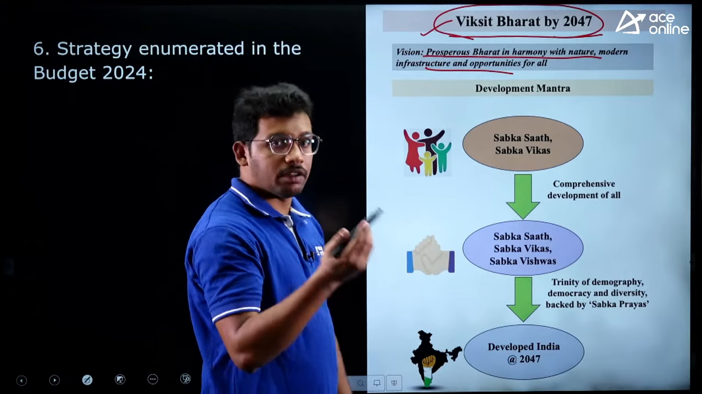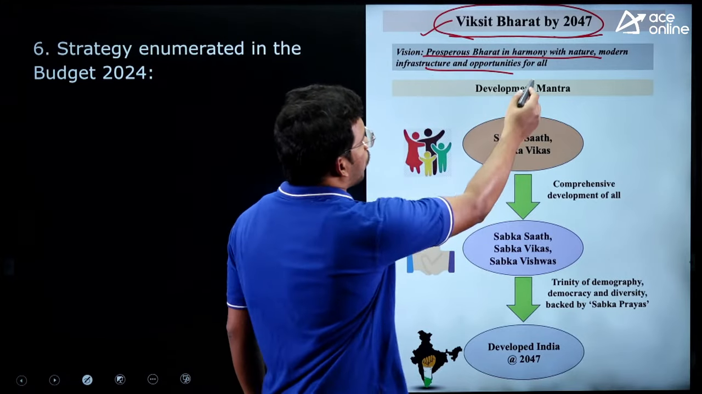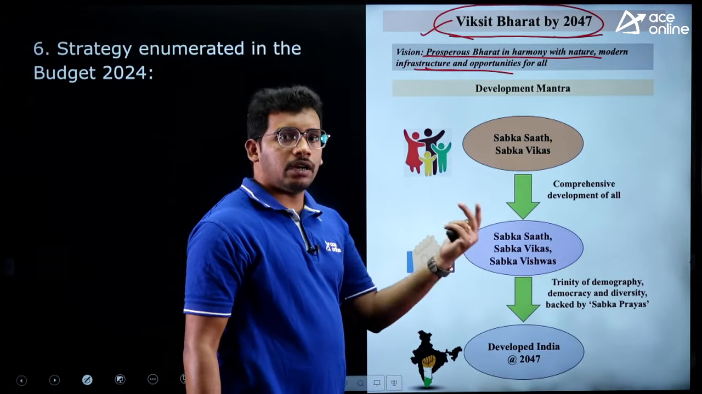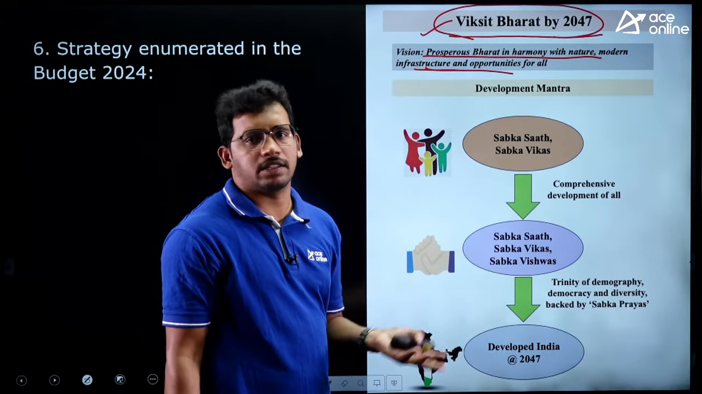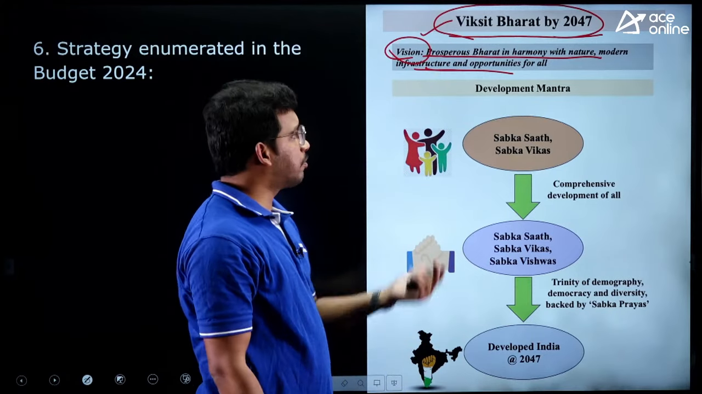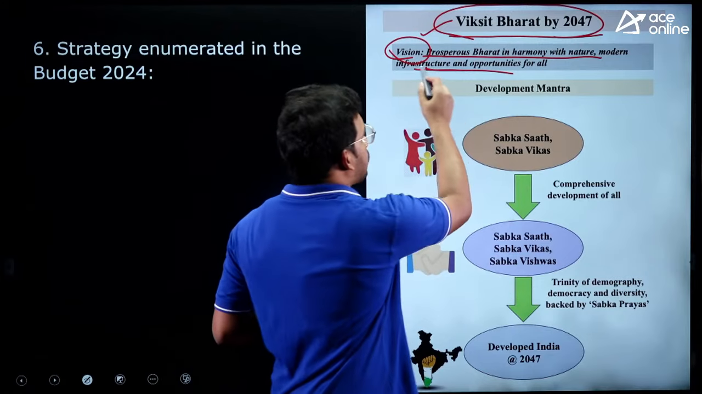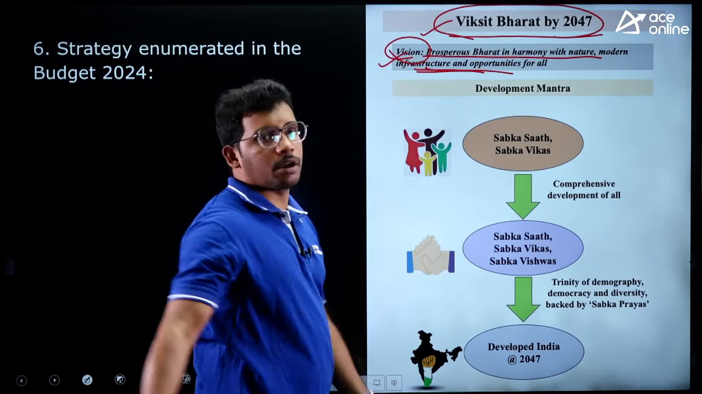Even in prelims or civil services, they may ask that prosperous Bharat in harmony with nature, modern infrastructure and opportunity for all is the budget vision. How can we achieve it? Something like that may be asked in civil services and other conventional exams. So this is the vision that the government has put forward, that all the people in the country have to be prosperous, creating infrastructure. So this is the vision document.